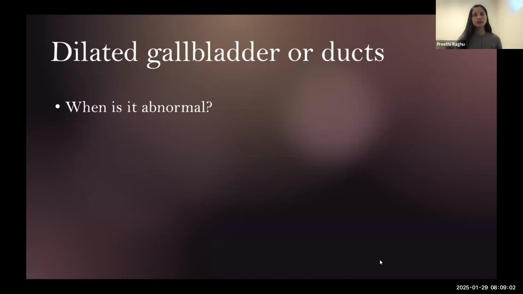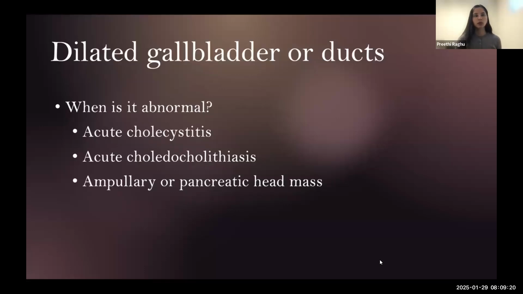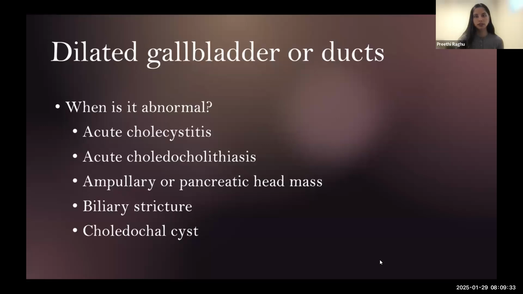And as far as when is this distension or dilation abnormal, of course, the first thing we think of is acute cholecystitis with a very distended gallbladder and dilated bile ducts in the setting of acute choledocholithiasis. We can have more chronic dilation of the bile ducts and pancreatic ducts in the setting of ampullary or pancreatic head mass, and then malignant or benign biliary strictures and choledochal cysts.